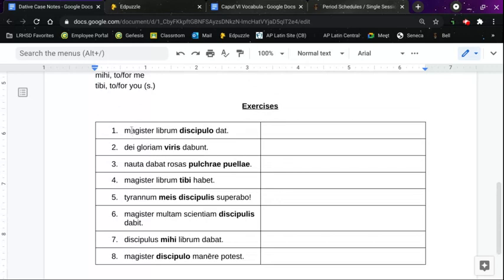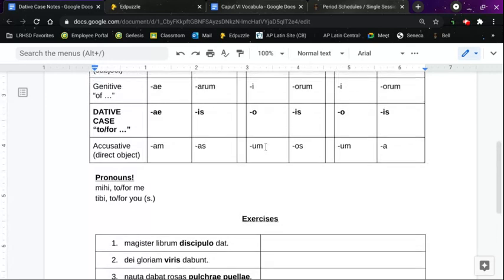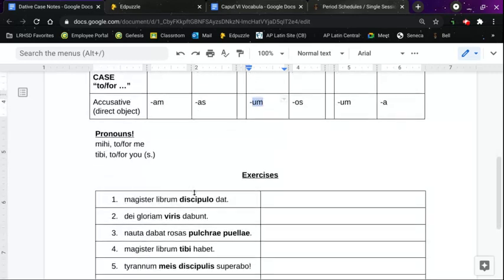Okay, so number one, I believe we did this one together, but magister is clearly the subject. So the teacher is giving, and in typical Latin sentence structure, you have the subject and then the verb at the end of the sentence. The teacher is giving a book to the student. Librum is in the accusative because it's a second declension noun, and it's the direct object. It's what's being given. So the teacher is giving a book to the student.